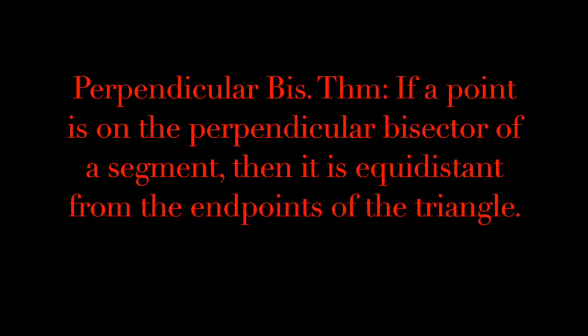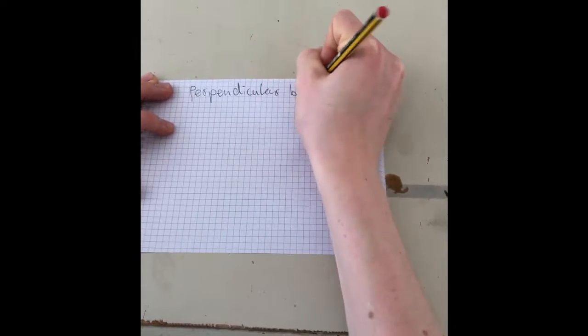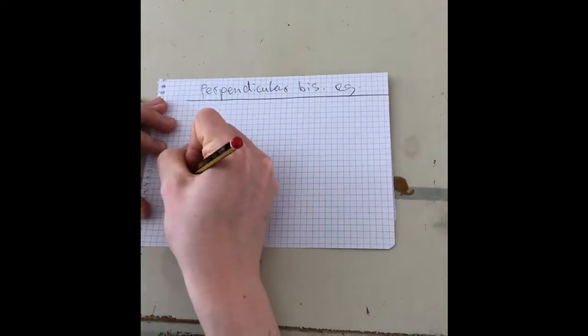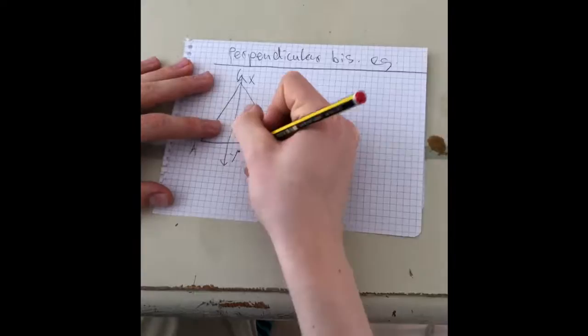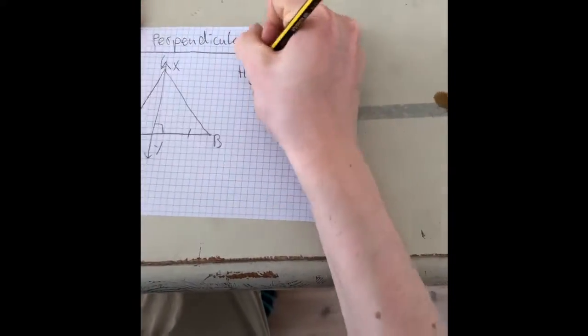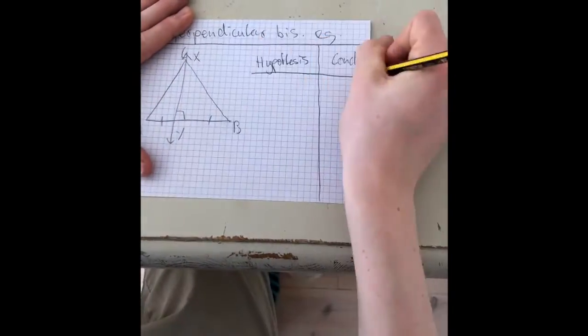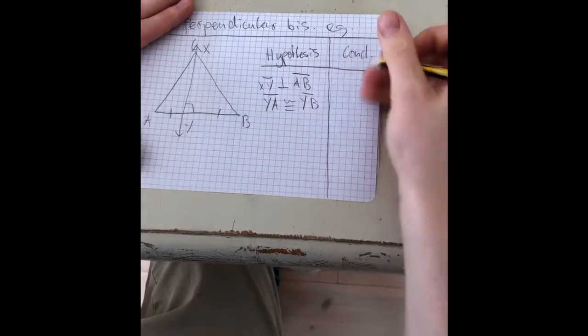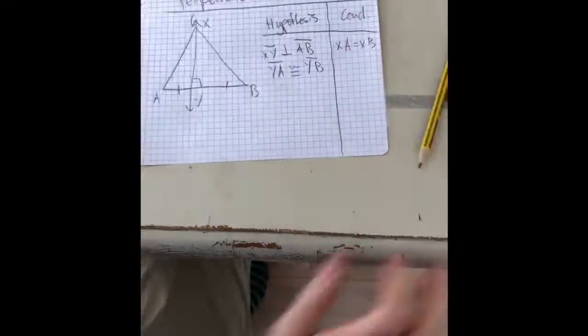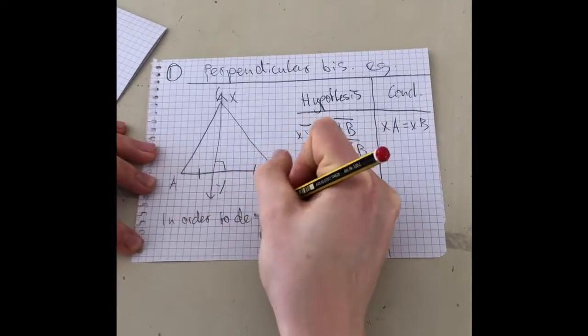The perpendicular bisector theorem of a triangle states that if a point is on the perpendicular bisector of a segment, then it's equidistant from the endpoints of the segment. For example, in triangle ABC, in the hypothesis, XY has to be perpendicular to AB, and YA has to be congruent to YB. In the conclusion, X is equidistant from A and B, and XA has to be equal in length to XB.